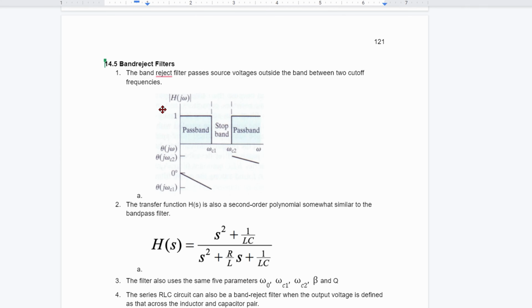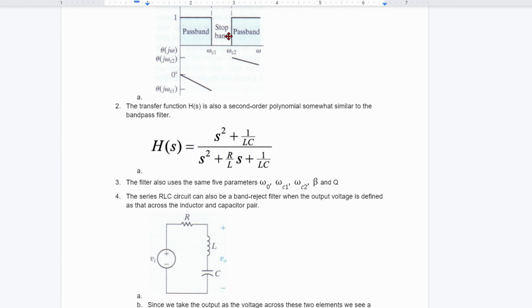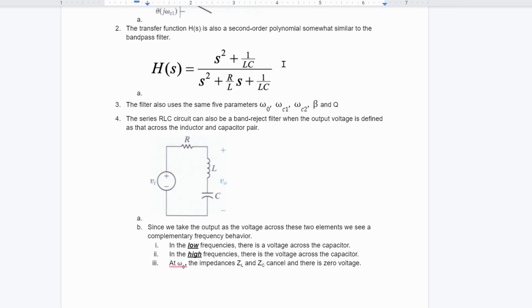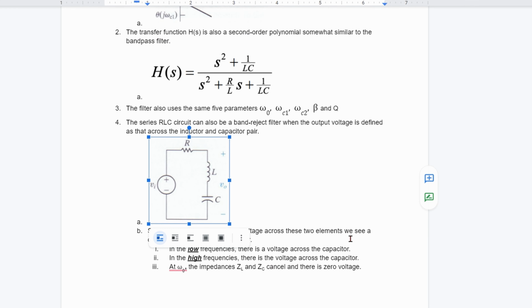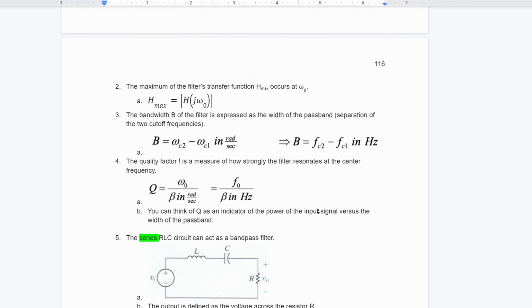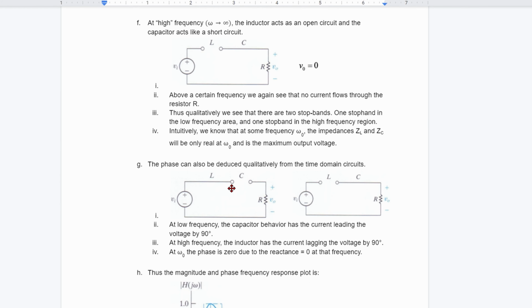Now, we're lastly going to look at the band reject filters. The band reject filter passes source voltages outside the band between two cutoff frequencies. So we have pass band, stop band, and then a pass band here. The important part is our circuit. For band pass, we know that we had something that looked like this where we had LC up top. So band reject, you can think of it as the opposite. We are not passing, we're rejecting.